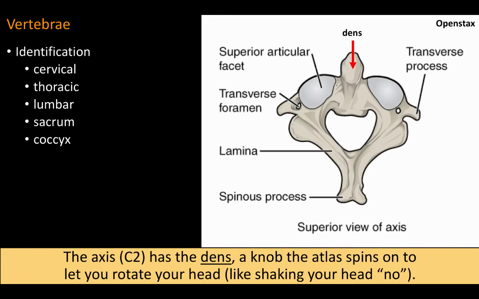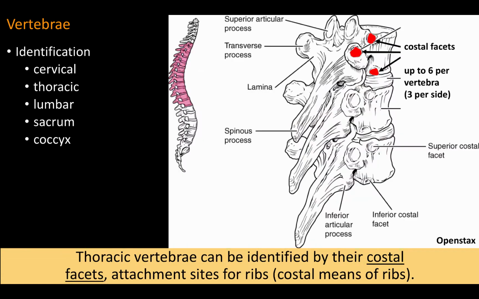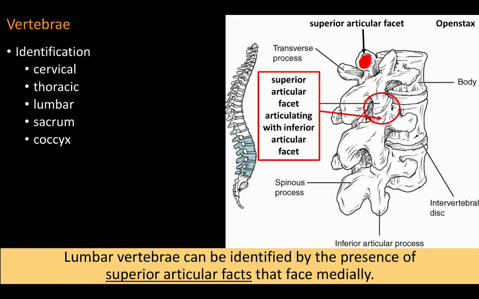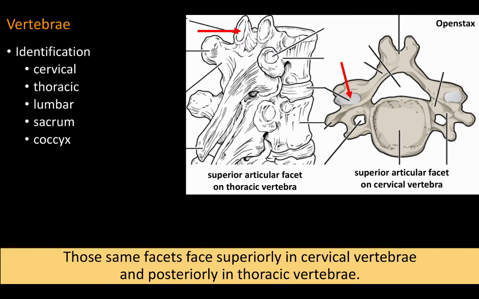The axis, C2, has the dens, a knob the atlas spins on to let you rotate your head, like shaking your head no. Thoracic vertebrae can be identified by their costal facets, attachment sites for ribs. Costal means of ribs. Lumbar vertebrae can be identified by the presence of superior articular facets that face medially. Those same facets face superiorly in cervical vertebrae and posteriorly in thoracic vertebrae.